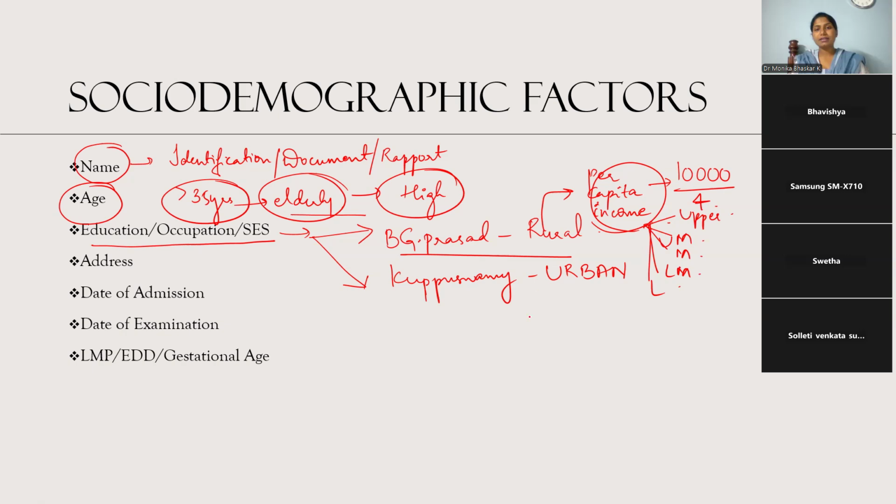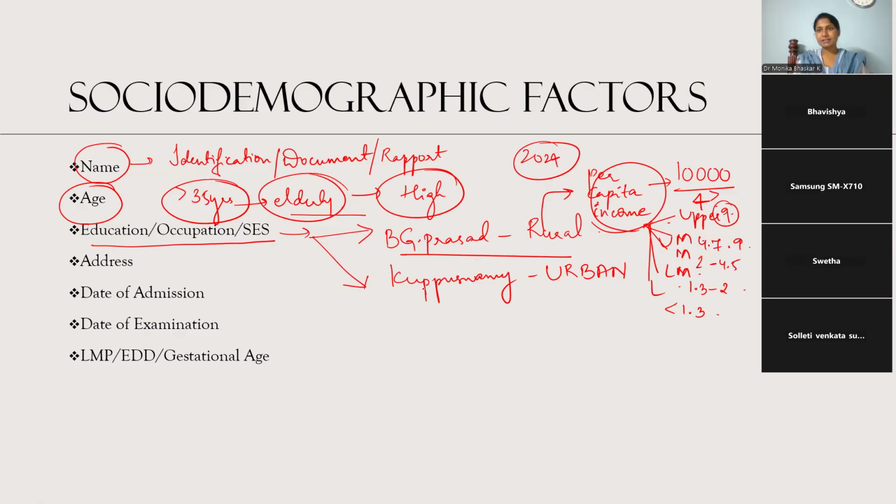According to the recent 2024 guideline, a per capita income of more than 9,000 is upper class, around 4.7 to 9,000 is upper middle, and around 2 to 4.5 is middle. 1.3 to 2 is lower middle, and less than 1.3 is considered lower. You can refer to this on Google or your PSM textbooks. This is the recently updated version of the BG Prasad classification.